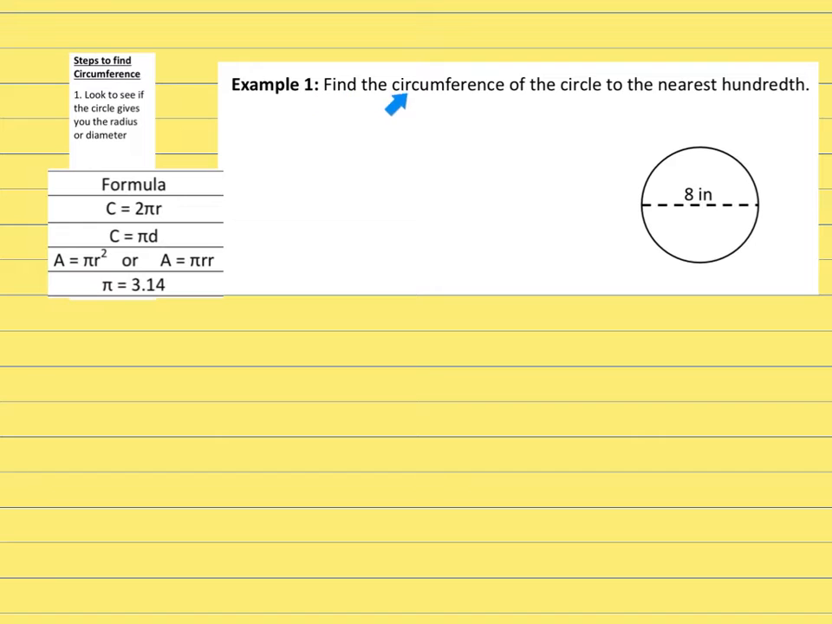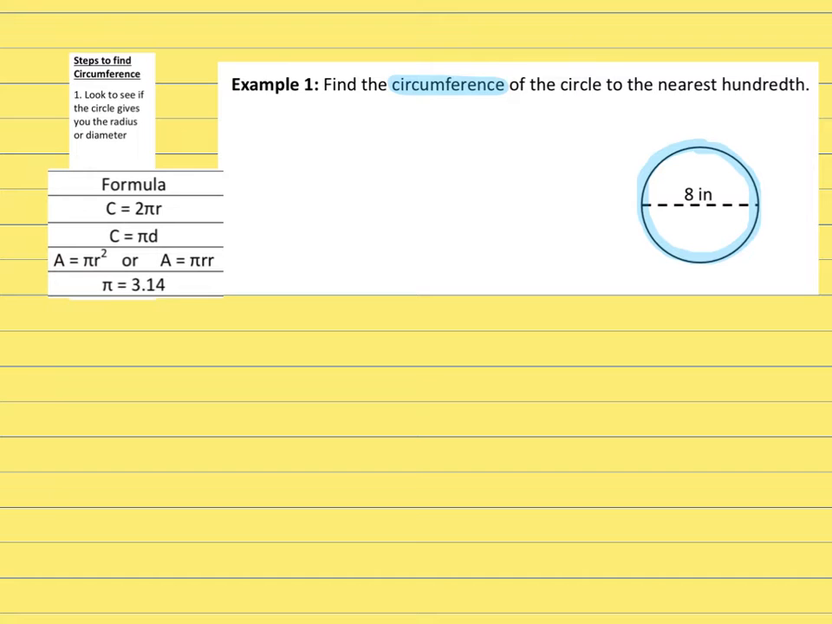This first example says find the circumference of the circle to the nearest hundredth. Nearest hundredth means if the answer was really long, you would only include 2 digits behind the decimal. The hundredths place is the second digit behind the decimal. Okay, so we need to be aware of that. Then the second thing is, what is this question asking for this particular circle? And this one says find the circumference. Well, just a few minutes ago, we went over the parts of the circle, and circumference is the distance all the way around the outside edge.